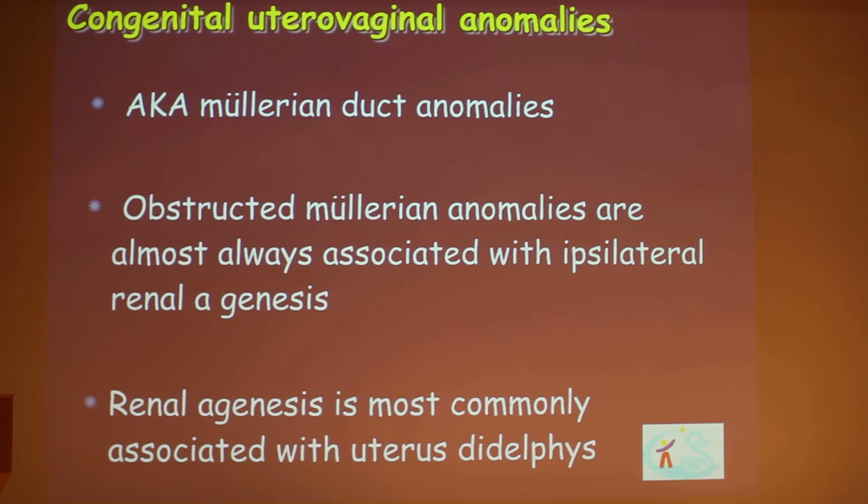Now, obstructed Mullerian anomalies are almost always associated with an ipsilateral renal agenesis. So renal agenesis in girls, if it's associated with something, it's associated with uterus didelphys. So she had a sort of expensive workup for quite a simple diagnosis.